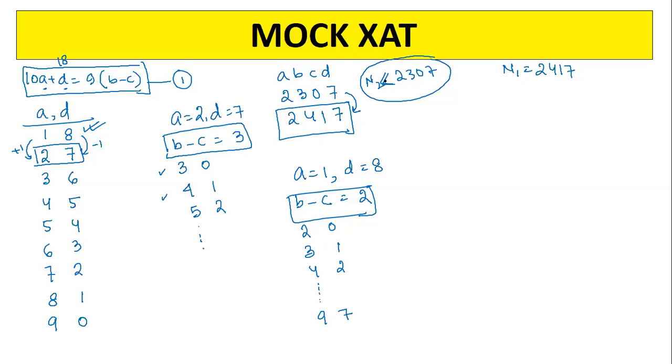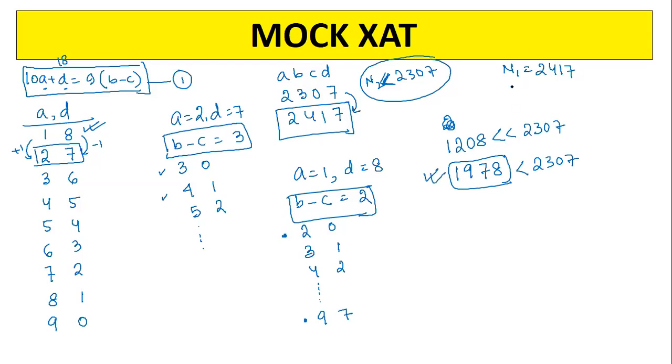Now इधर क्या बोला गया? We need a number which is just less than 2307. So अगर मैं इधर लेता हूं 2, 0, तो the number would be 1208. But if I take this case which is 9 and 7, then the number would be 1978. So this is a number which is just less than 2307, whereas this is a number which is very much less than 2307. Correct? So we are choosing this number 1978. So the second number available with us would be 1978.